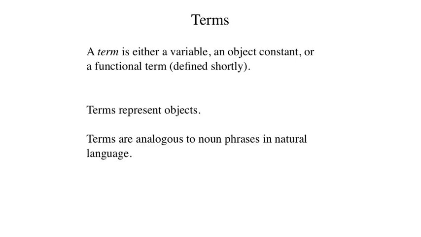A term is defined to be a variable, an object constant, or a functional term, as we'll define in a minute. Terms typically represent objects that are presumed or hypothesized to exist in the world, and as such they are analogous to noun phrases in natural language. For example, Joe, or the car's left front wheel.